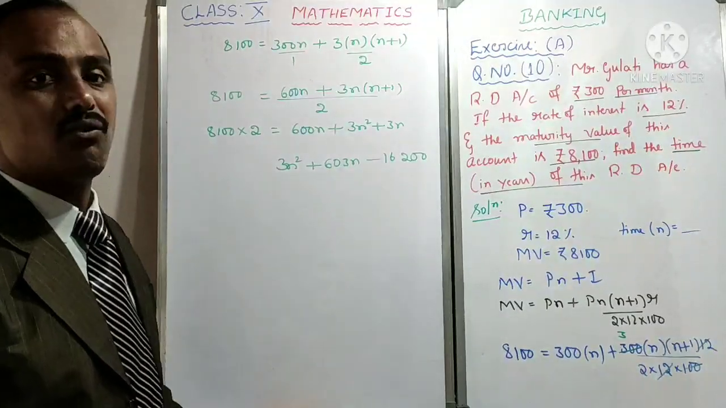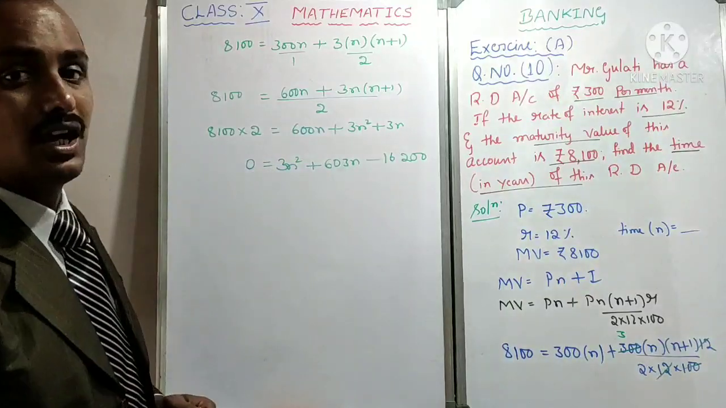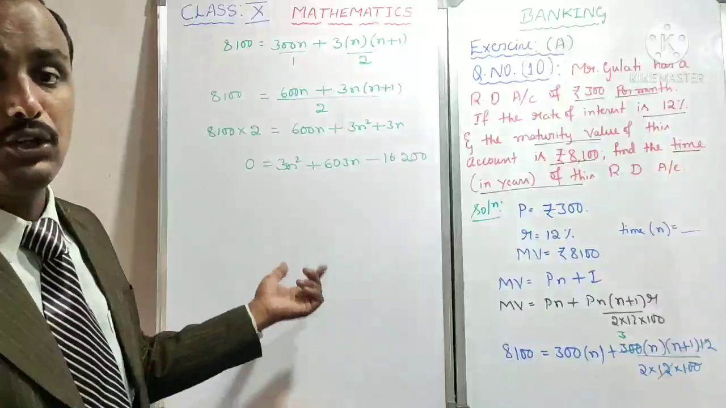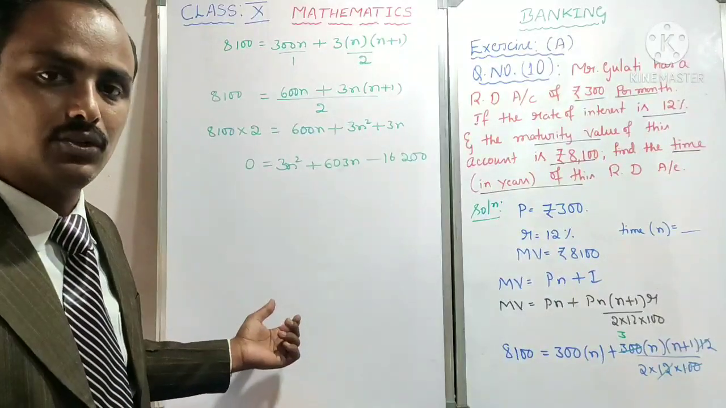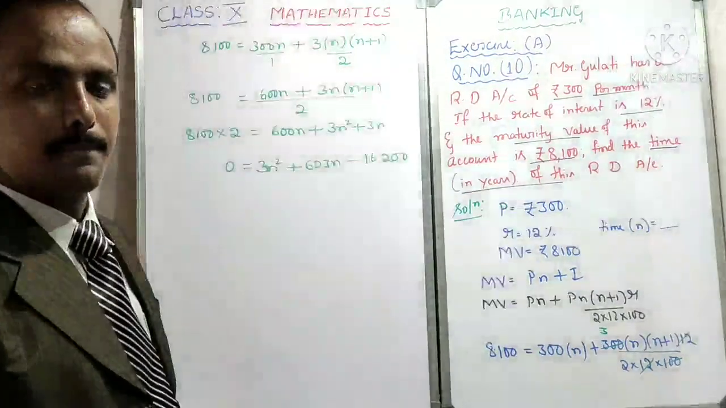Now it is in the form of a quadratic equation equal to 0. By factorizing, we will get the n value. Two values of n will come. We will consider only the positive value; the negative value we will not consider. Shall I factorize this one?